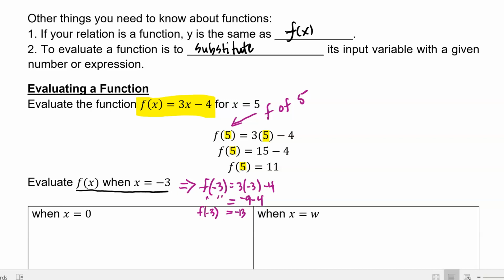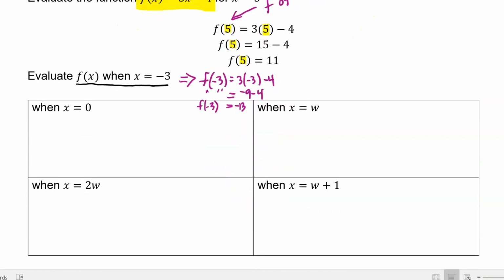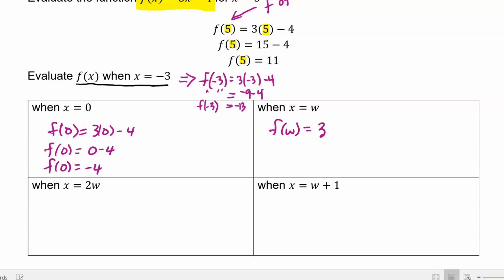Moving on. What about x equals 0? Using the same function, we have f of 0 equals 3 times 0 minus 4. So f of 0 equals 0 minus 4. f of 0 equals -4. What about x equals w? f of w equals 3 times w minus 4. Those are not like terms. That's all we can do for that, so that is your final answer.